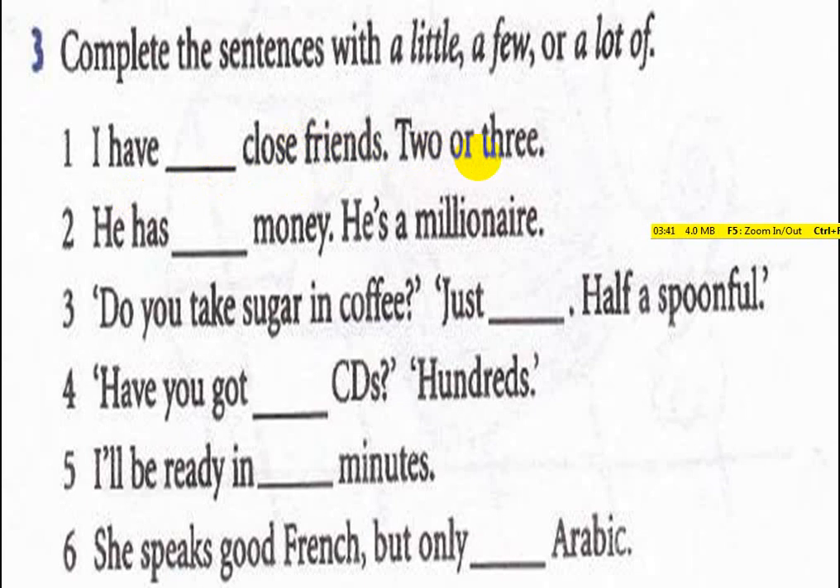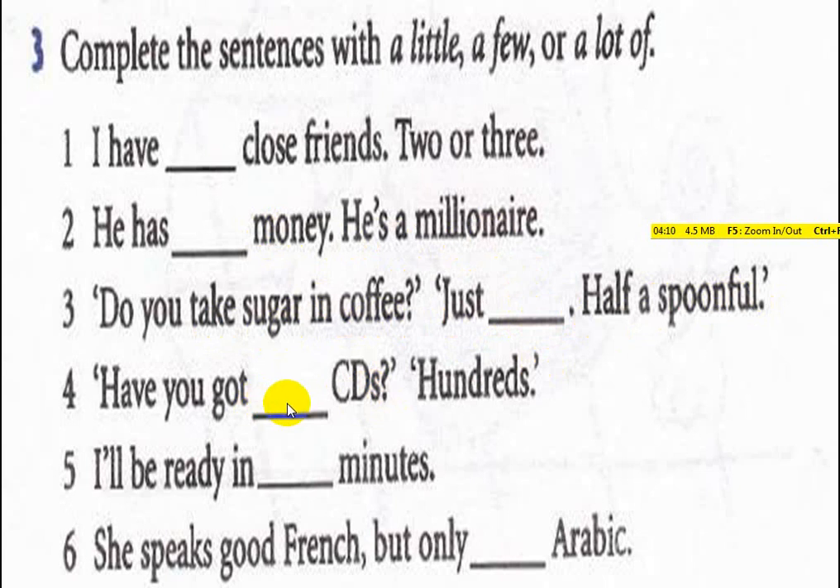Because as I said, we use a few with countable nouns. He has a lot of or lots of money. He's a millionaire. Do you take sugar in coffee? Just a little. Have a spoonful.